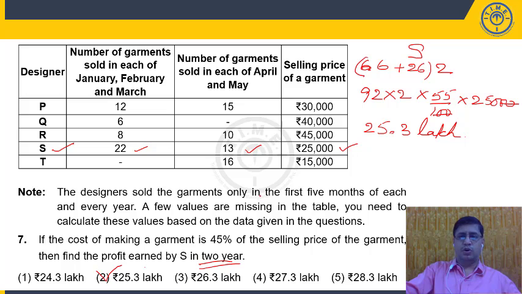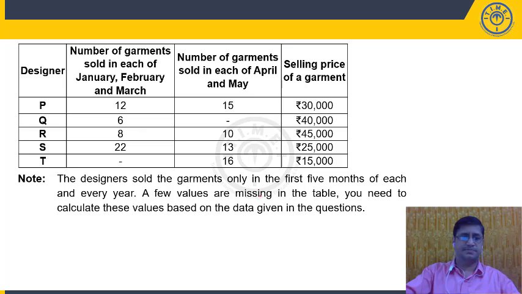Am I clear? So 3 times 22 is 66. 2 times 13 is equal to 26. 26 plus 66 is equal to 92. 92 into 2, for 2 years, means 2 times 92. So what is the cost? 45%. The remaining 55% is the profit. The profit is to be found. So 55% of 25,000.